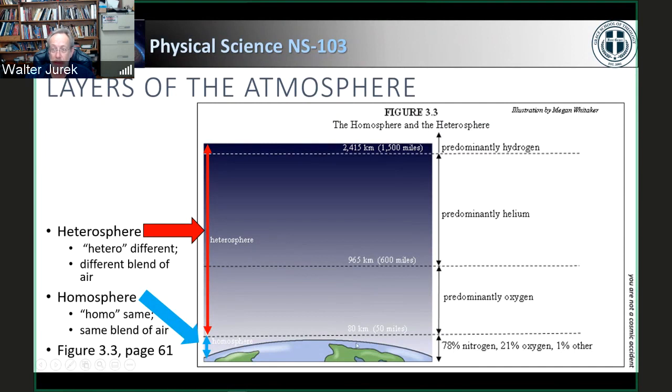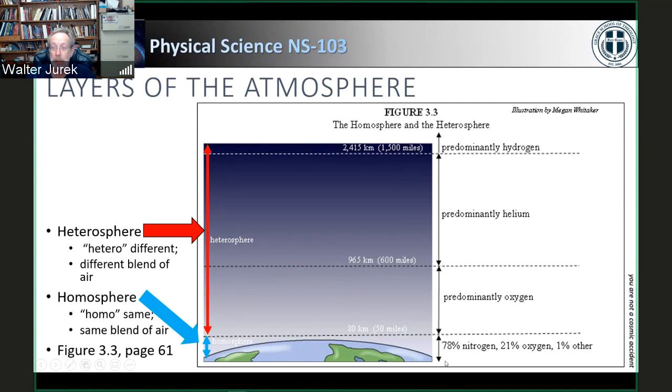I know we think 80 kilometers is a big number, but look, the heterosphere goes, look at the picture, way at the top right, 1,500 miles up. Okay, so everything I've marked with the red arrow, that's the heterosphere, and everything down below is the homosphere. Now, way over on the right-hand side, here's what we mean by homosphere.